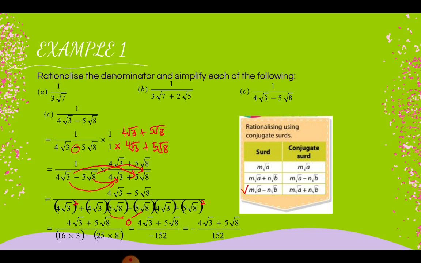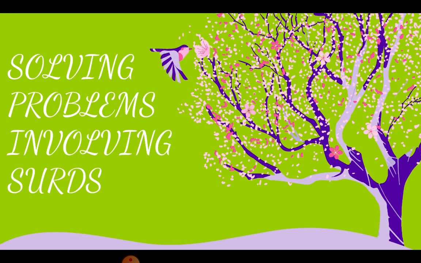Okay, simple, right? You just need to know, always remember that the conjugate is the change of the sign for the term. Okay, if you are given the first term a plus b, the conjugate of it must be a minus b. Opposite operation, opposite sign. Okay, next, let's look at solving problems involving surds.